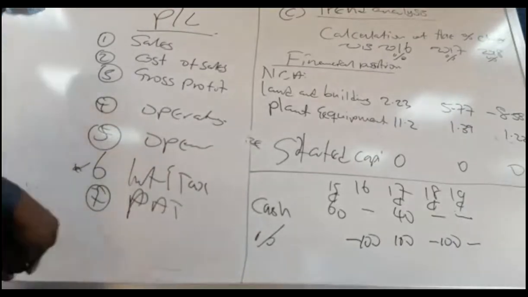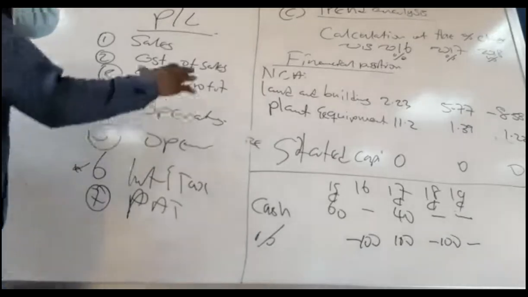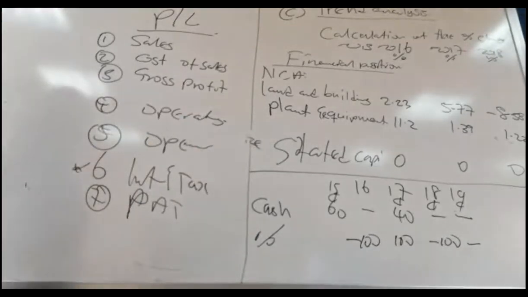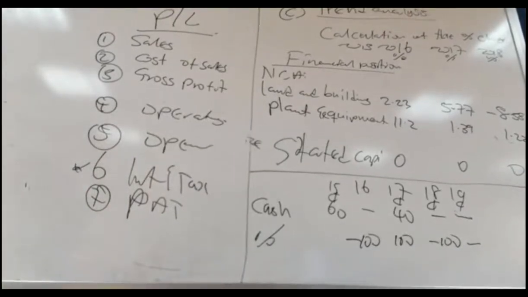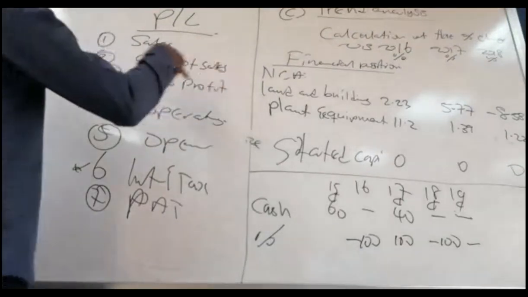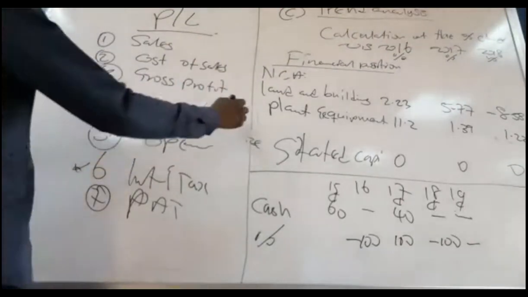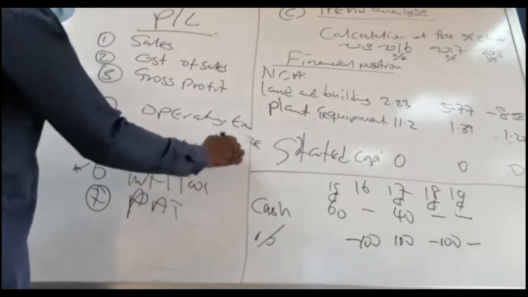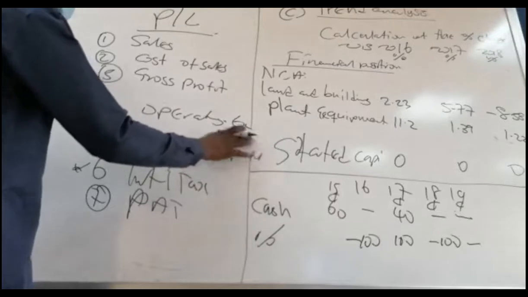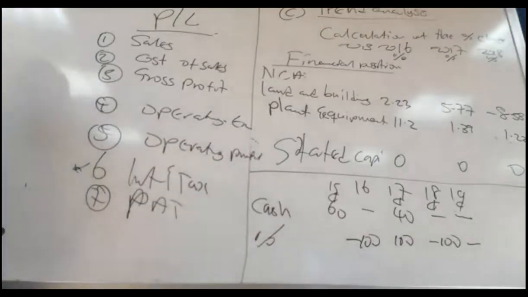So this is what you are going to talk about. You can't talk about everything, just one line, one line. And by the time you finish, it will be like a full statement on its own. So first, sales, cost of sales, gross profit, operating expenses, and operating profit. Interest and tax. Then finally, we talk about profit after tax.